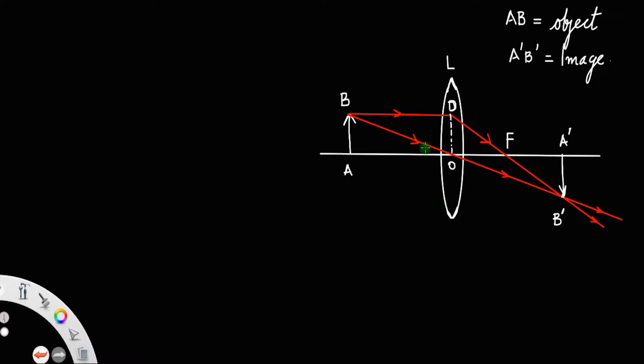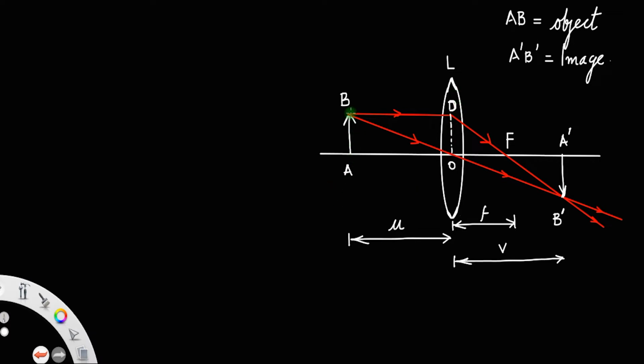Now, we usually take the distance of the object from the optic center as U, the distance of the image from the optic center as V, and the distance of the focus from the lens as small letter f, or f represents the focal length.